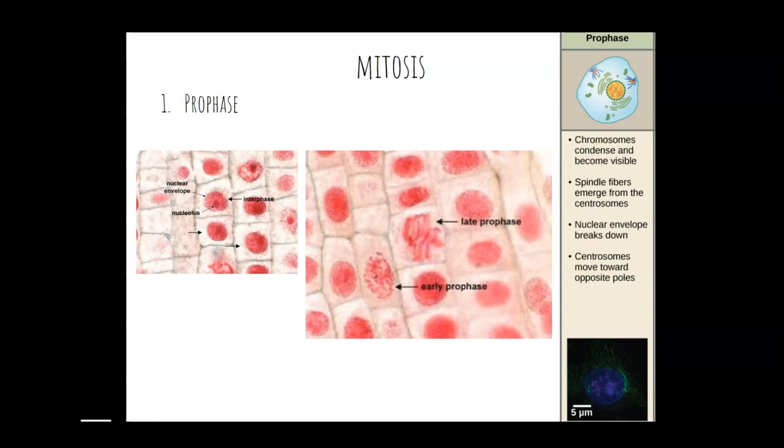Now, normally the DNA is kept within the nucleus, and that's that double membrane layer. But it's hard to move things if they're still packaged in that nuclear envelope. So the nuclear envelope actually has to break down so that the DNA can spill out of it and move around. The centrosomes move to opposite sides of the cell so that they can give an orientation to where each new cell should be.